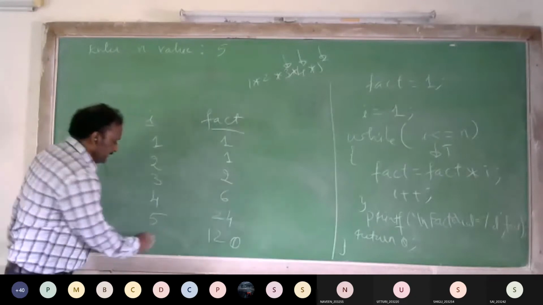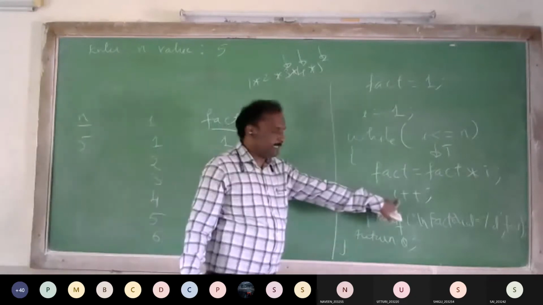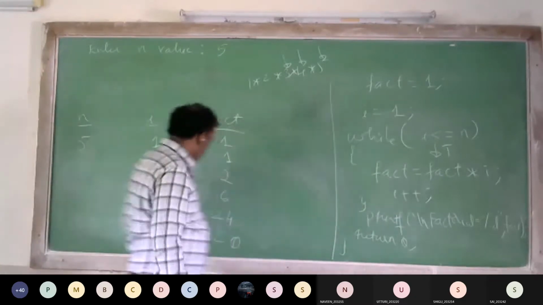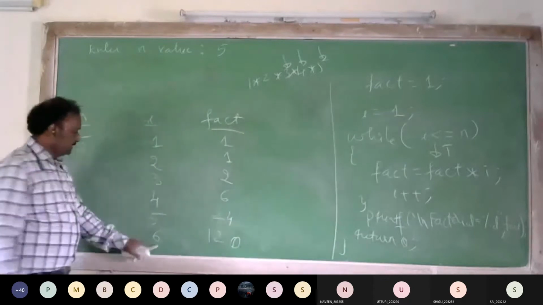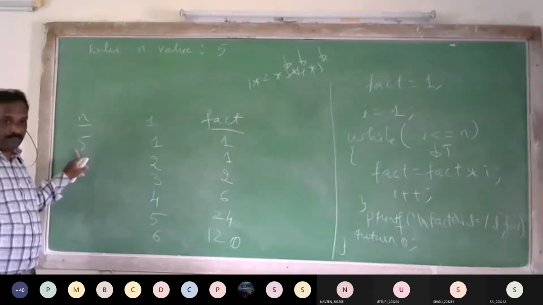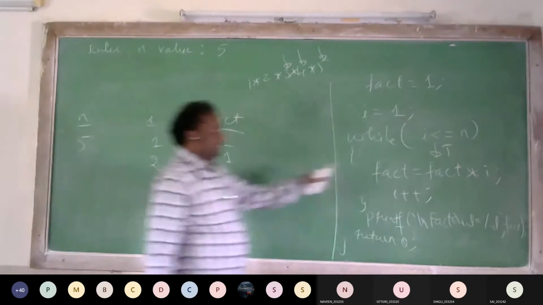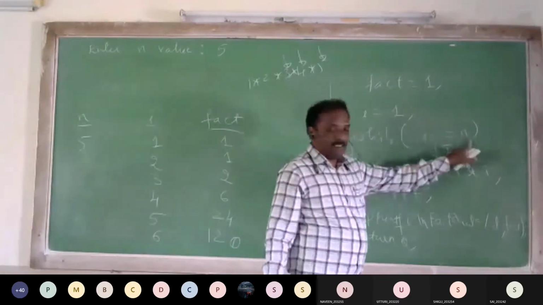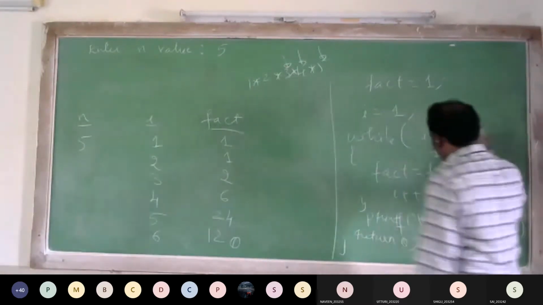Next, again next value. Next value is I plus plus. I is becoming 6. Now, check the condition. 6 is less than or equal to 5? False. False means then only you are coming outside.